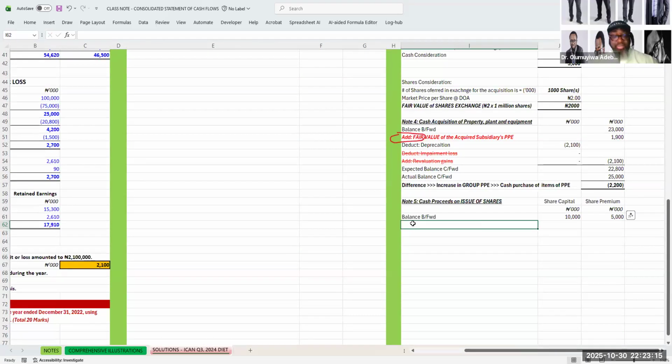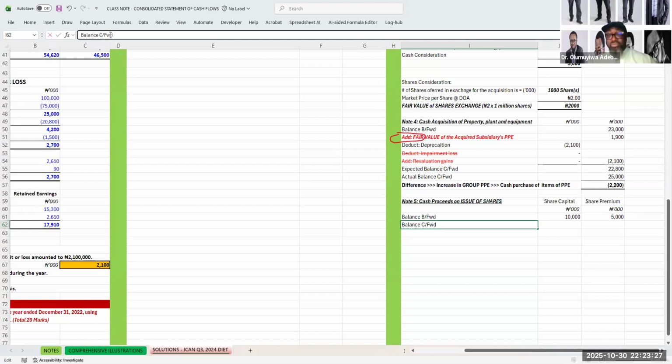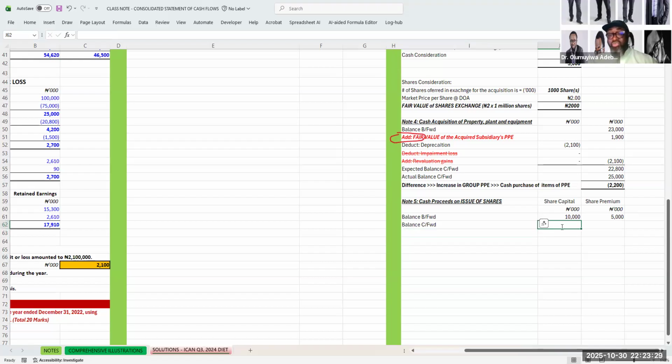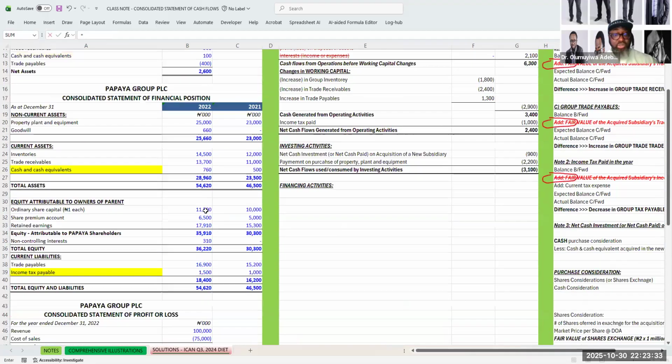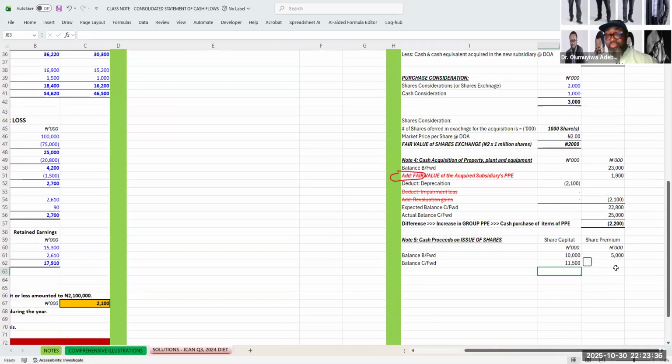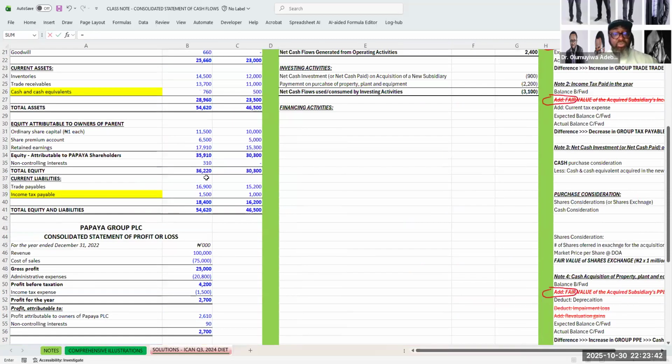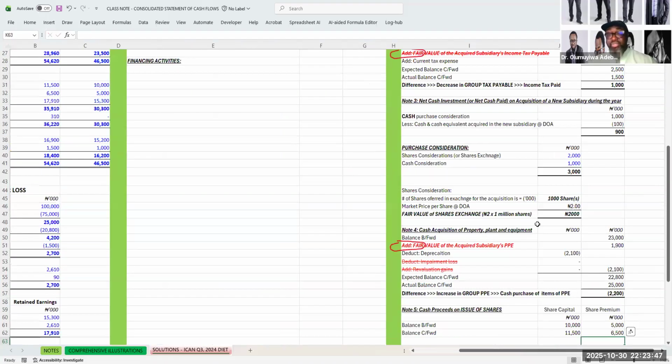Now, remember, our balance at the end for share capital was 11.5. Our balance at the end for share premium is 6.5.